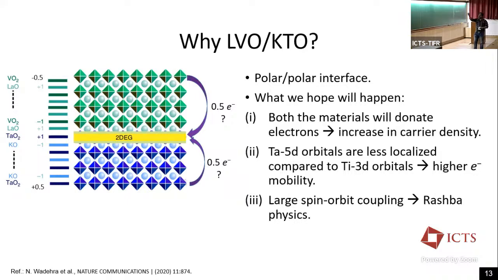Now one can ask the question of why we have chosen this material. There are a lot of materials available, but we have chosen this material for several reasons. One of these is that both are polar materials. So the polarization catastrophe, or polar catastrophe, will happen on both sides.